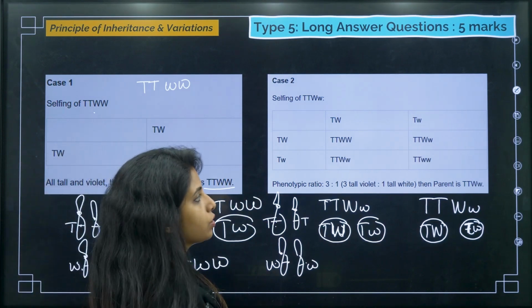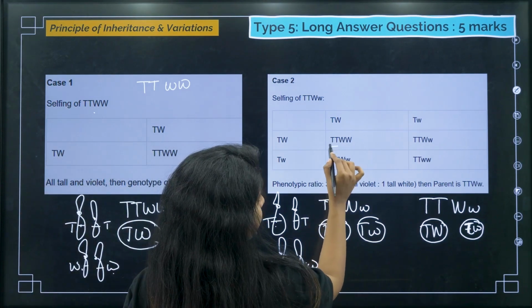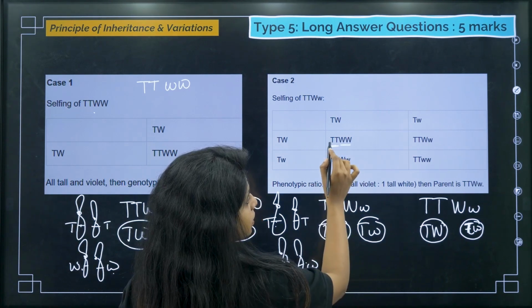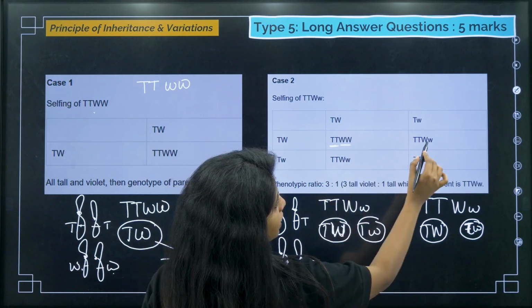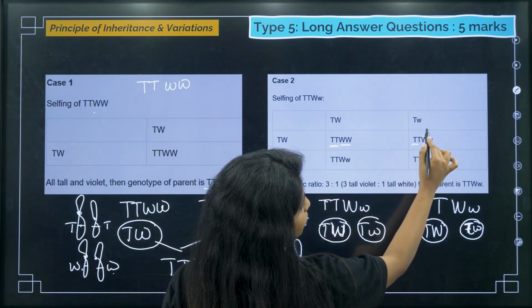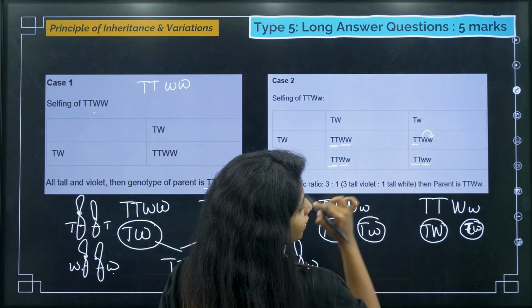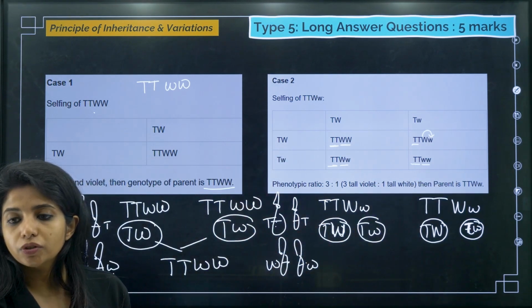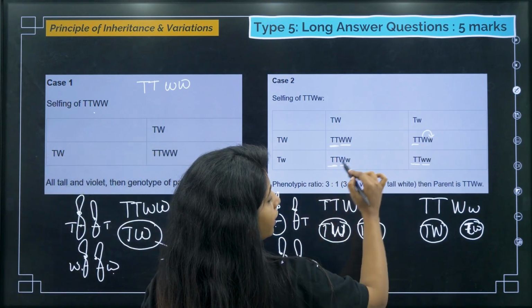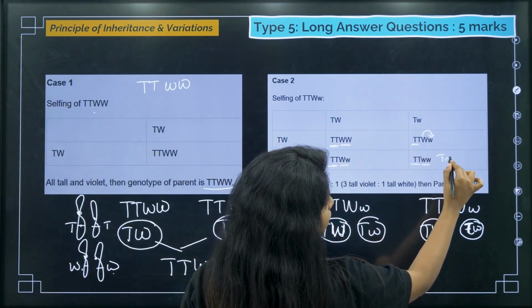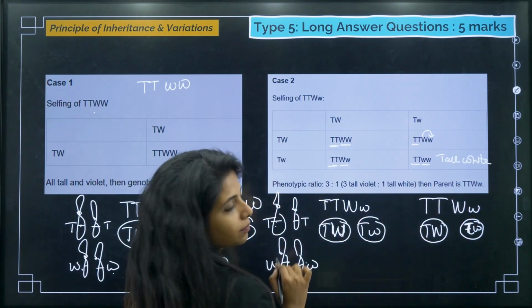Out of this, now you see some variation. Over here, I saw that this is capital T, capital W. That means this is tall and violet in color. This is also tall and violet in color. Next over here also, this is tall and violet in color. But this one is tall and white in color. So now the phenotypic ratio is what, children? 3:1. All of them are tall and violet, but this one is tall and white. So the phenotypic ratio becomes 3:1.